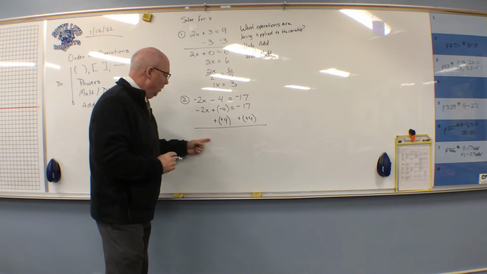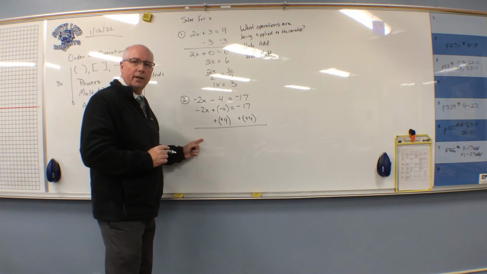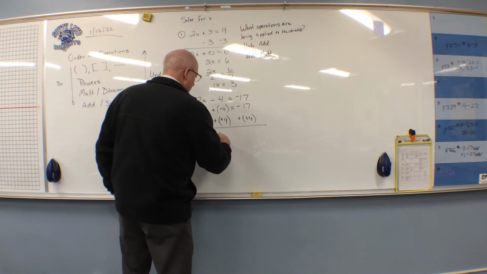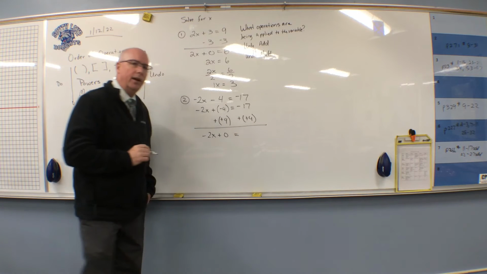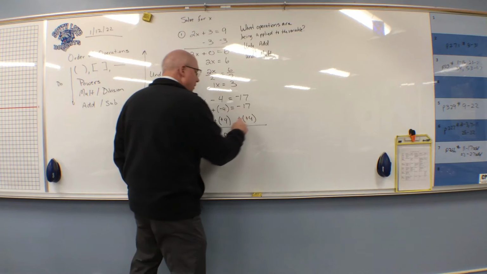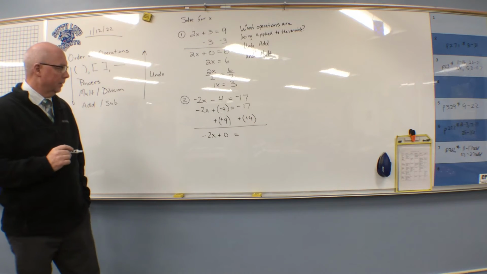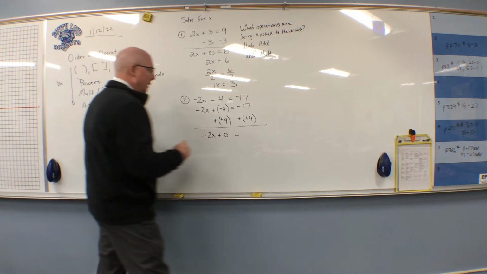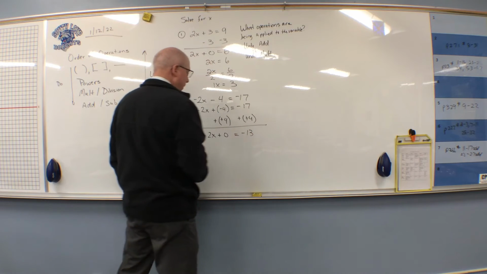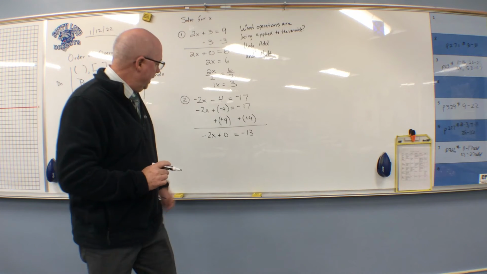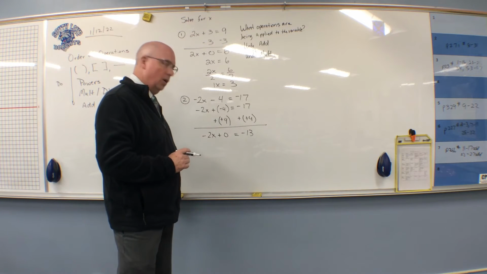All right, what do I have on this side? Tell me what to write on this side, Noah. -2x plus 0. That is correct, Noah. And then I have an equal sign, right? I bring that equal sign down, don't I? All right, Jackson, what is a -17 plus 4? -14. How about a -13? Or 13. All right, what is a -2x plus 0, Sean?